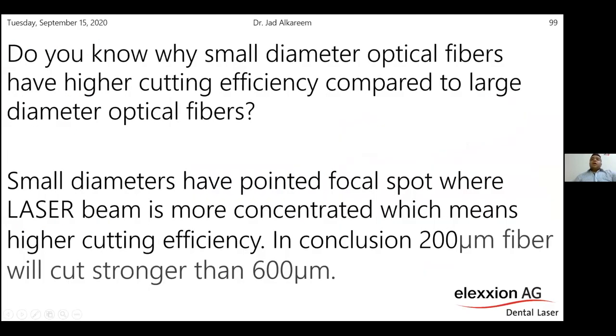Finally, I just want to add one point regarding the diameters of the fibers. The smaller diameters will have higher cutting efficiency compared to the big diameters. For example, a 200 micrometer fiber will have better cutting efficiency compared to a 600 micrometer fiber, because the laser will become more pointed, and a more pointed diameter means it will cut more. But with the 600, you will have less condensation of the laser beam, so you will have less cutting efficiency.